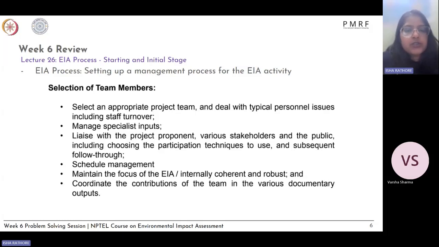So in the EIA report, you will have different parameters or factors for which you're going to do an EIA, for example, water, soil, geology, social EIA, and all of those things. So all of these inputs and outputs need to be coherent and need to form a single narrative together. The team has to look after that as well. So that is how you go about selecting your team members for doing the EIA.